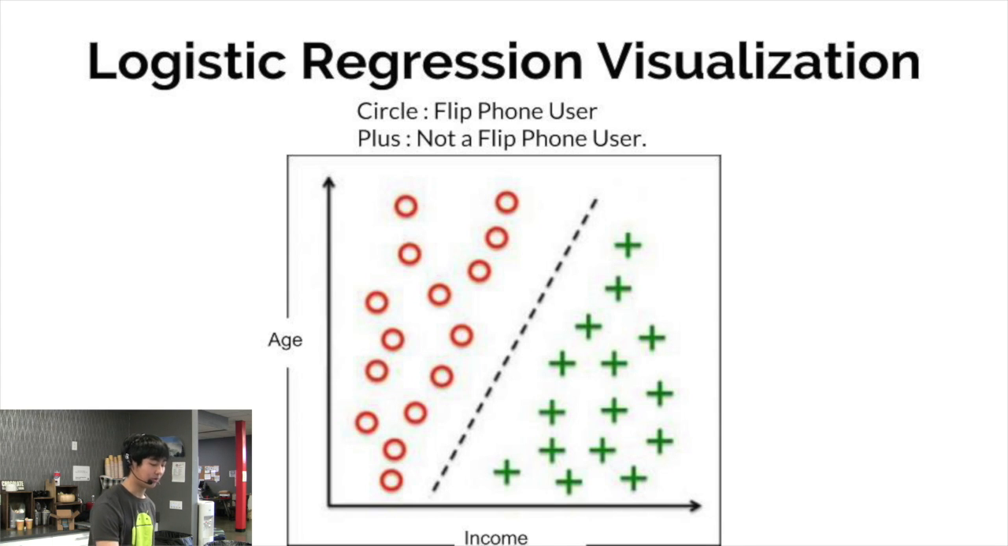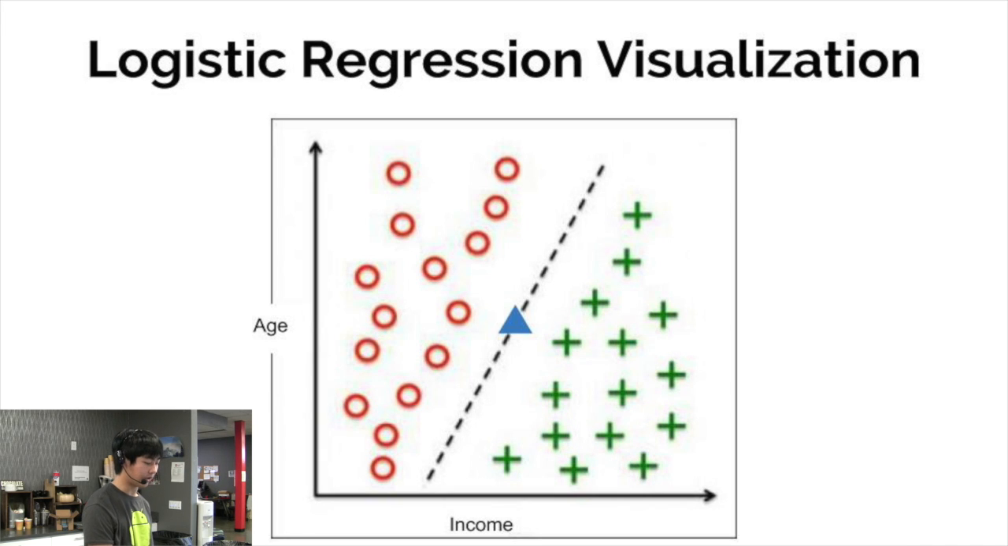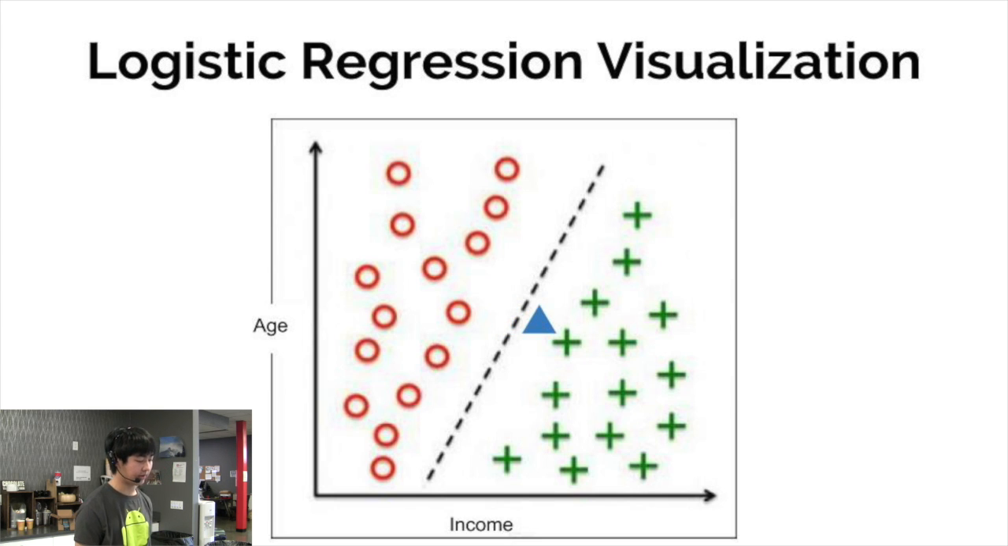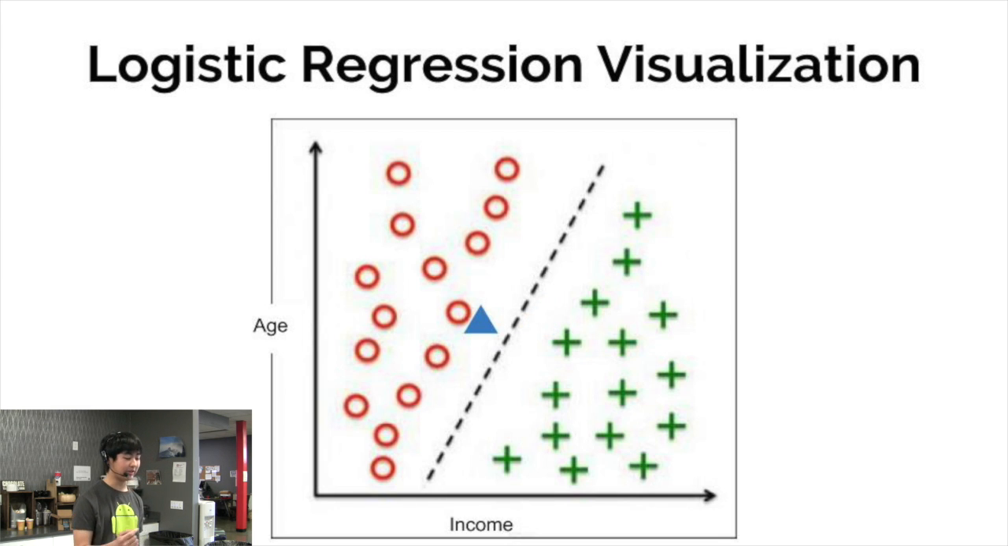If we had someone on the boundary, we wouldn't know what to do with them, because the probability that they have a flip phone is exactly 1/2, and that's just a random guess. If they were to the right of the boundary, the probability that they have a flip phone would be less than 1/2, and so they'd be classified as someone without a flip phone. If they were a little bit to the left of the boundary, the probability that they have a flip phone is more than 1/2, and so they'd be classified as a flip phone user.